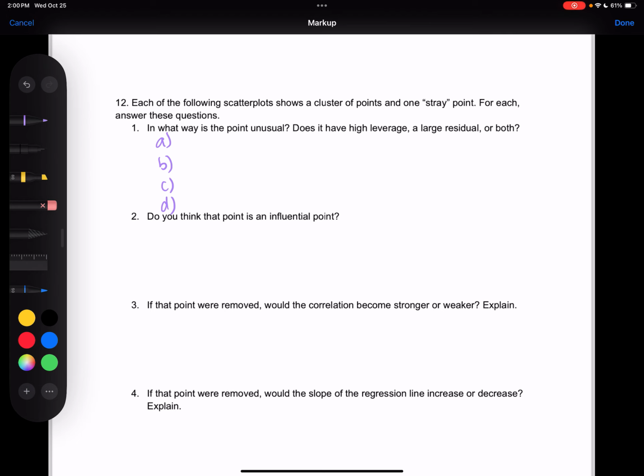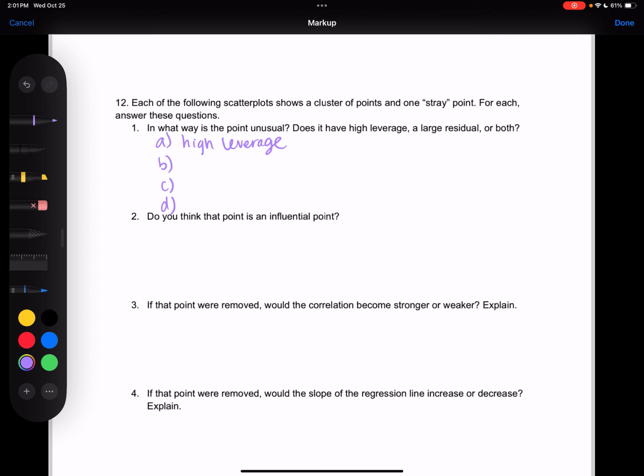Yeah, I guess it has high leverage or something. Yep, it does have high leverage. Oh, do we have to do this for graph A? Does it have an outlier? I'd say the blue dot has a low residual. We're not doing outliers yet. What'd you say? Low residual.